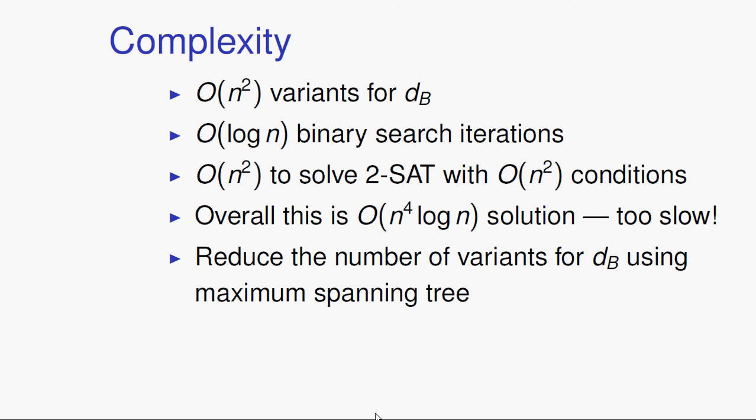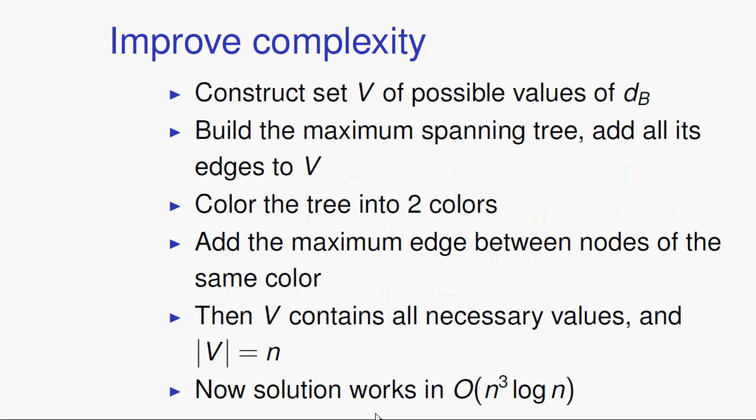As it is not complex enough, the authors wanted us to optimize this solution even more. So, how can we optimize it? We can reduce the number of variants for dB using a maximum spanning tree, which is surprising. So, how to do that?